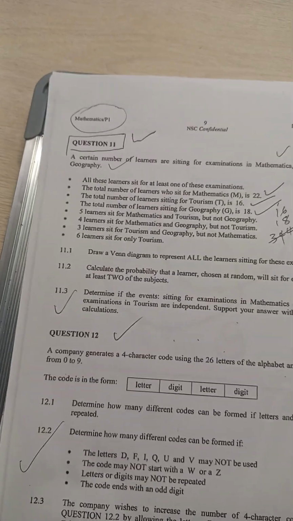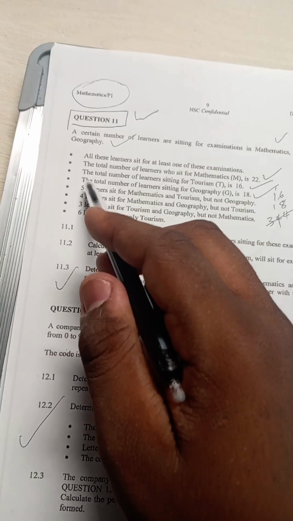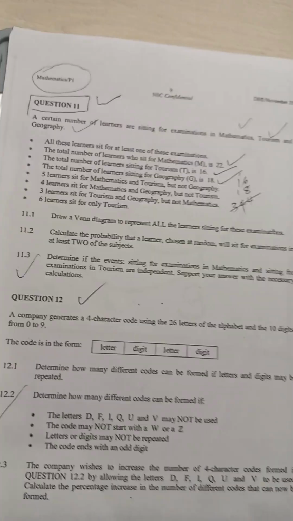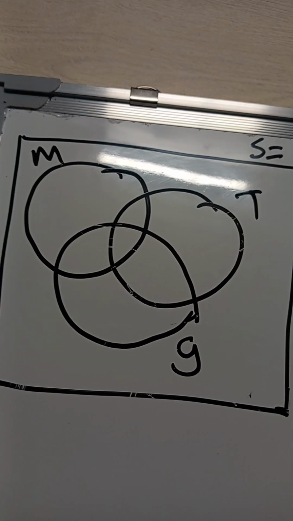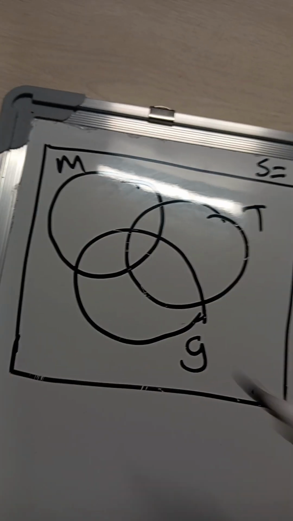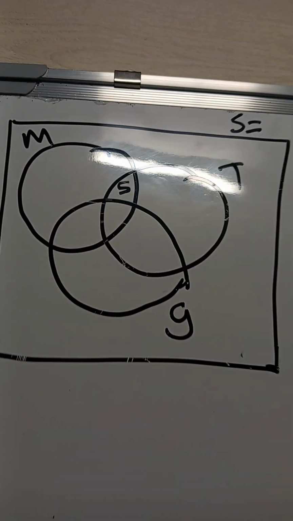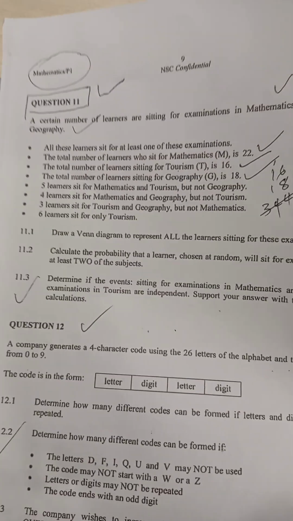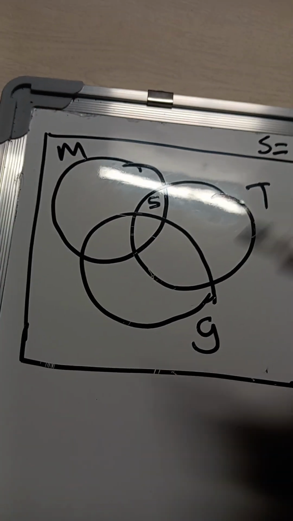Okay, so now what is going to happen now? We are given a few pieces of information there. 5 learners sit for mathematics and tourism. Now we are going to go to the intersection of mathematics and tourism, and we find out that 5 learners sit for mathematics and tourism. Now 4 learners sit for mathematics and geography. M and G, we have 4.